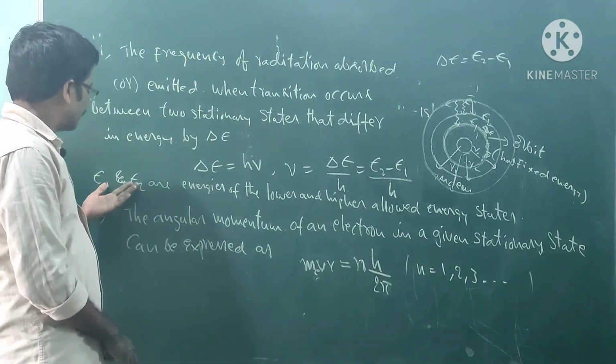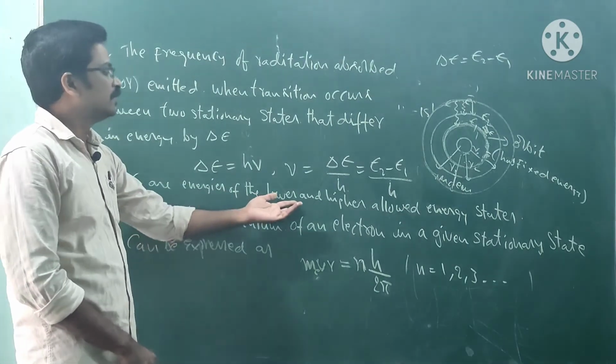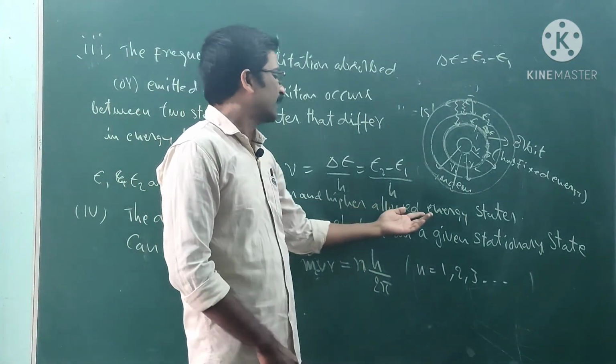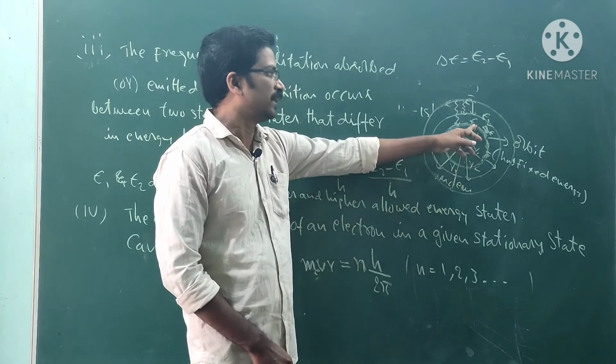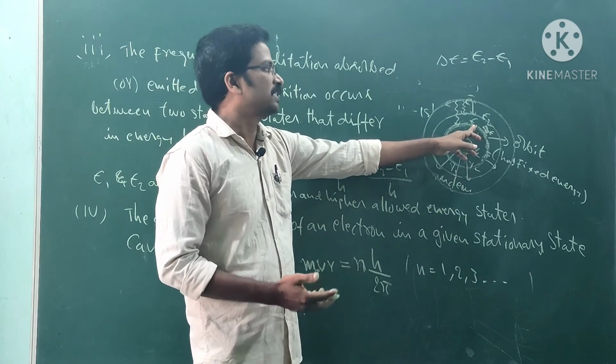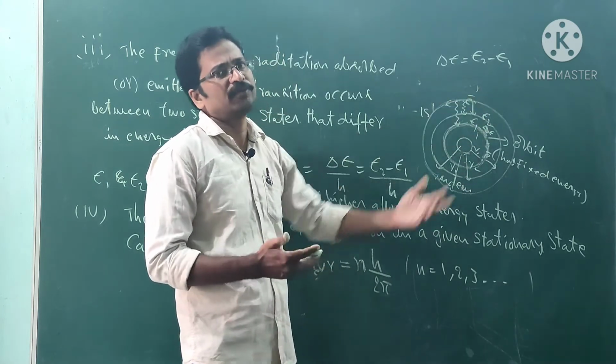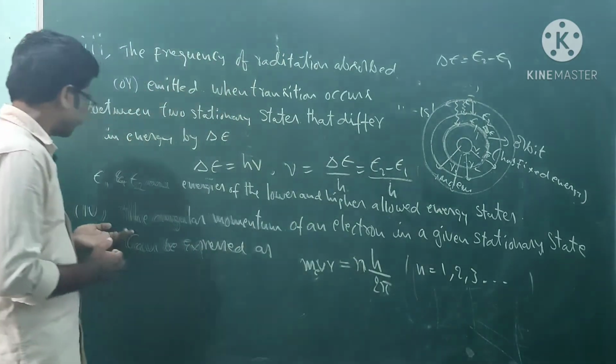Next, E1 and E2 are energies of the lower and higher allowed energy states. This is the lower energy, and this one is the higher energy of the allowed states. Next, the fourth point.